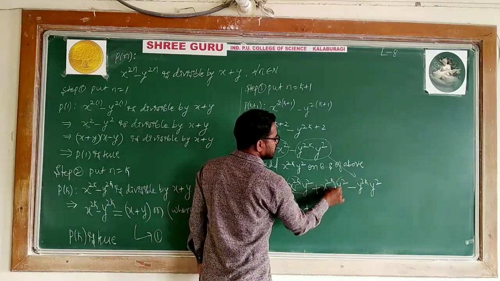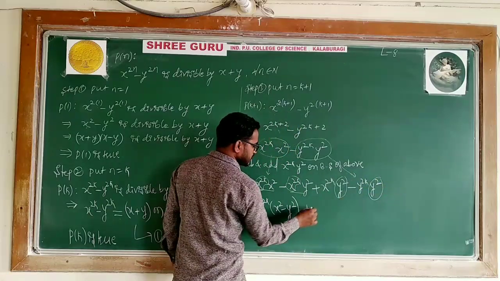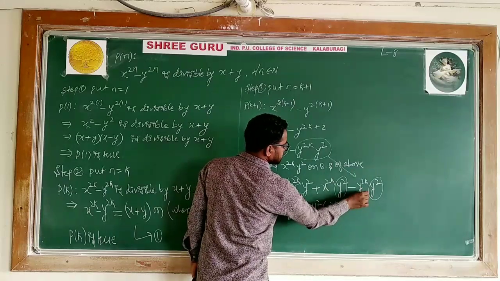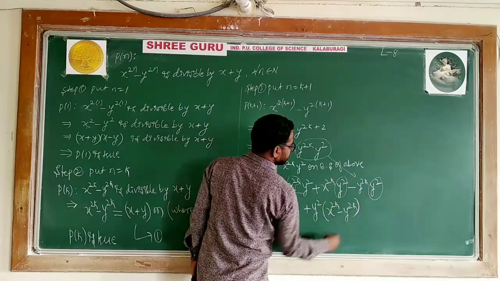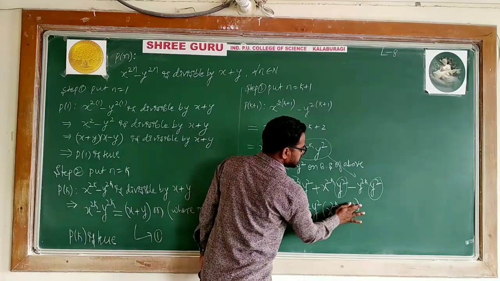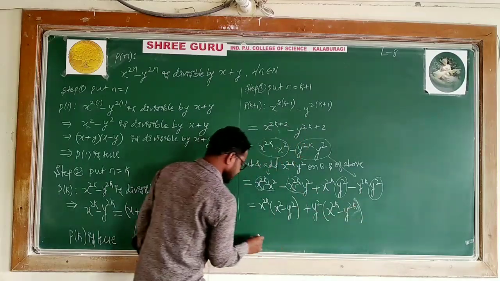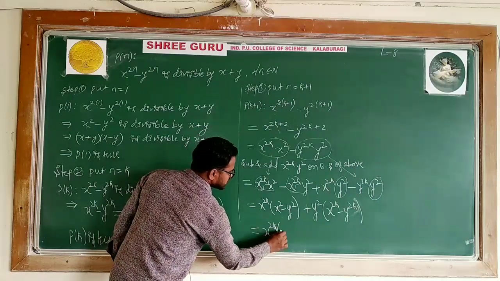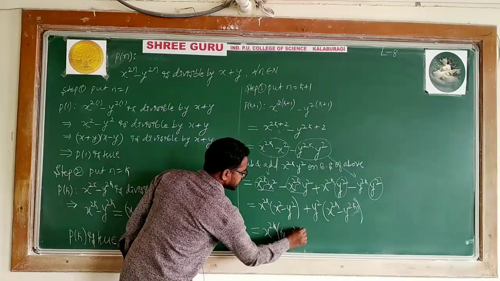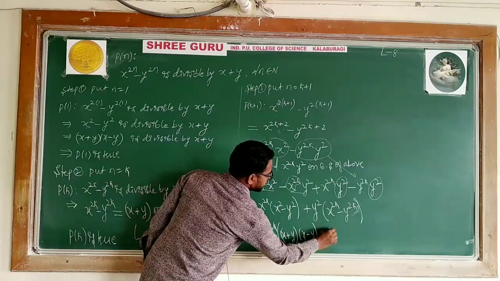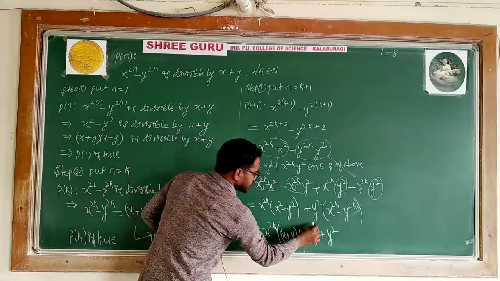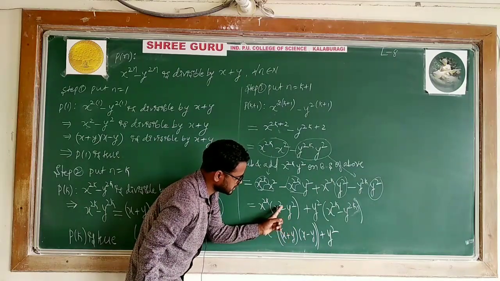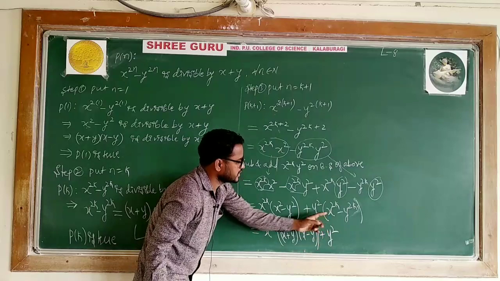What is common here? y square is common. Listen to me. y square. When you are taking y square common, what remains? x to the power 2k minus y to the power 2k. What happens? See, in this case I can say x to the power 2k, x square minus y square can be written as x plus y into x minus y, plus y square. Listen here. This I am taking.